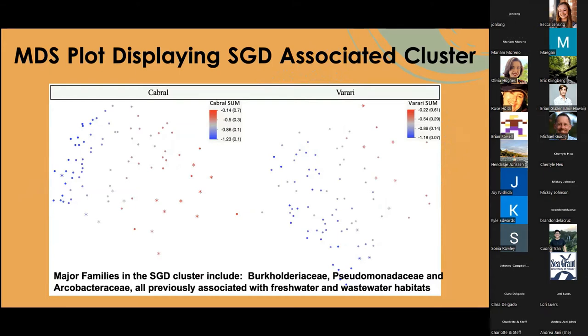The higher relative abundance of this SGD cluster is shown in red, and it being overlaid on this MDS plot shows that it is accounting for a lot of the variability within this microbial data set, and saying that SGD is influencing the microbial community.